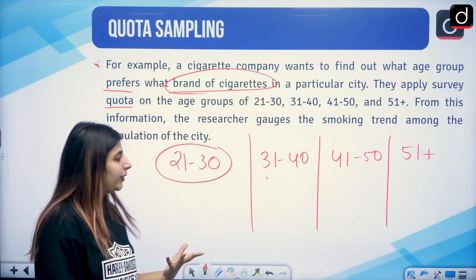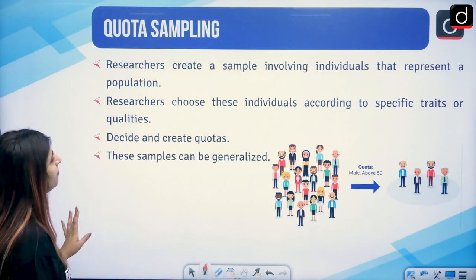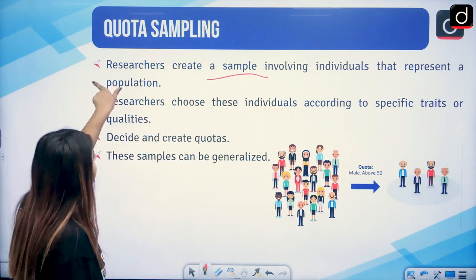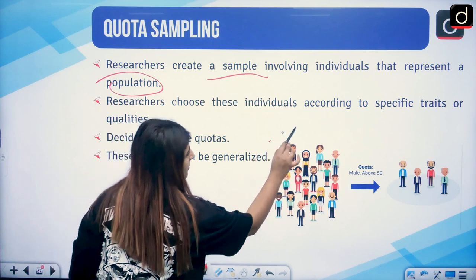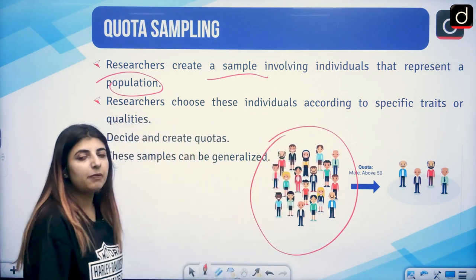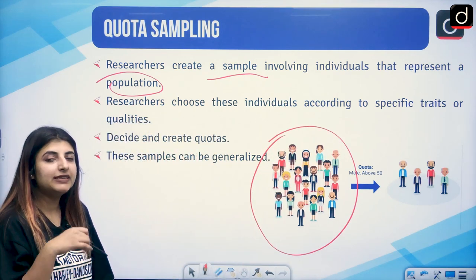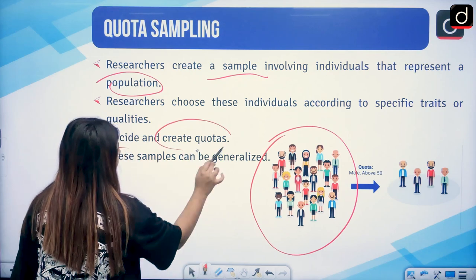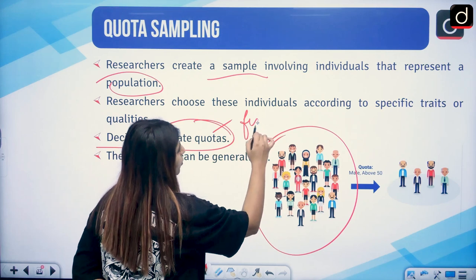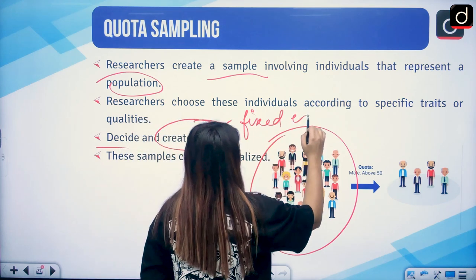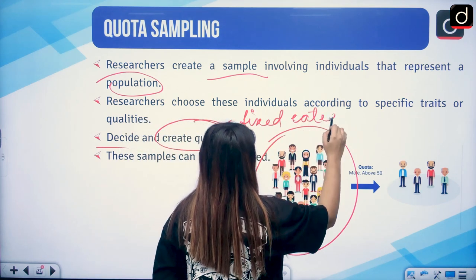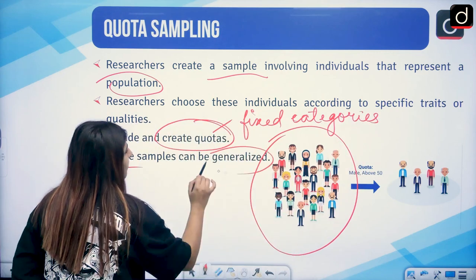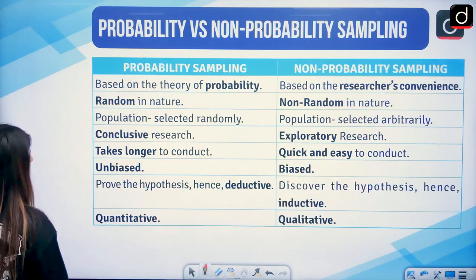Another example could be, and of course memorize this, that this involves individuals that represent a population, but I am going to choose certain people with certain fixed categories only. Decide and create quotas. Quotas, as I already told you, are fixed categories. These samples can be generalized.